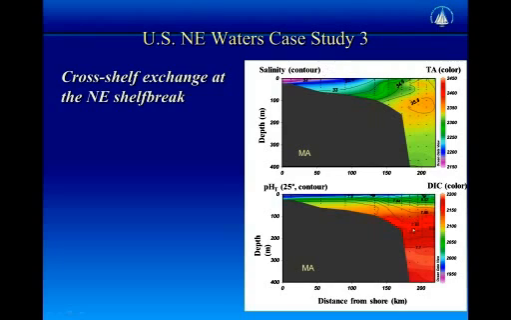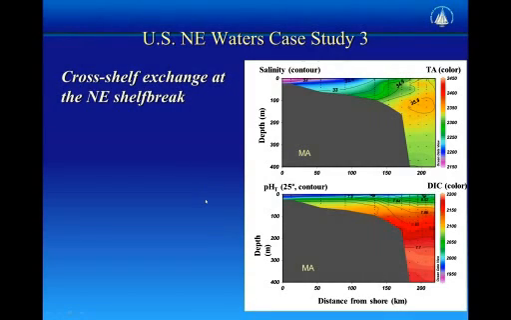If you look at the bottom figure, there seems to be a net transport of carbon from the slope water onto the shelf, and that's why you see a high DIC concentration near the slope, and in the meantime you have low pH water.